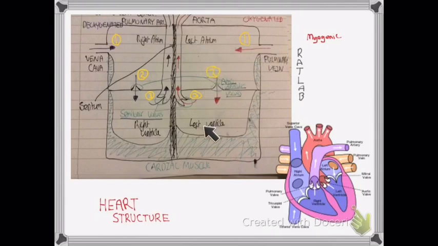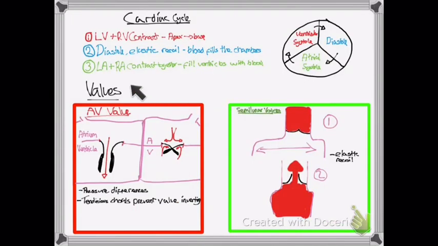More blood's forced into here. The left ventricle then closes the valve because the pressure gets so high in here, and the left ventricle then goes under ventricular systole, forcing blood out of the arteries. That is the cardiac cycle here, and then we can just look at how the valves work.